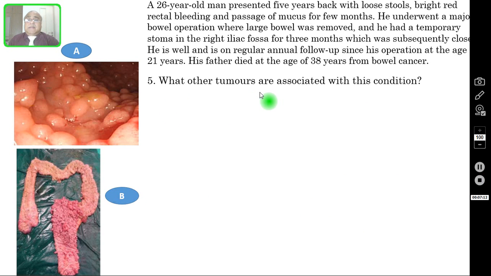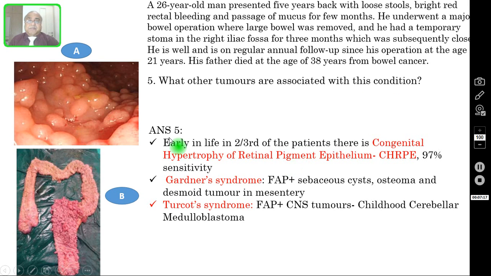Question 5. What other tumors are associated with this condition? The correct answer is, early in life, in two thirds of these patients, there is what is called congenital hypertrophy of retinal pigment epithelium, or CHRPE. This has 97% sensitivity. If somebody has congenital hypertrophy of retinal pigment epithelium during very early childhood, you have to suspect familial adenomatous polyposis and you have to do the genetic testing.